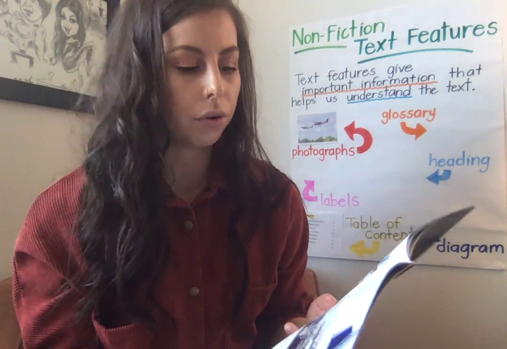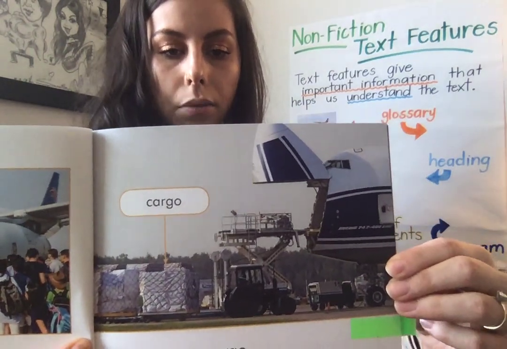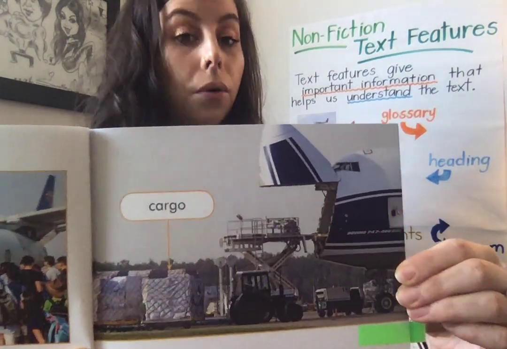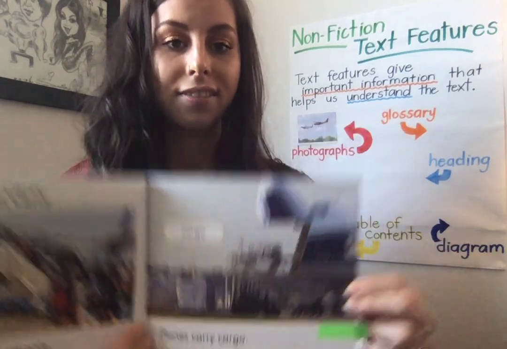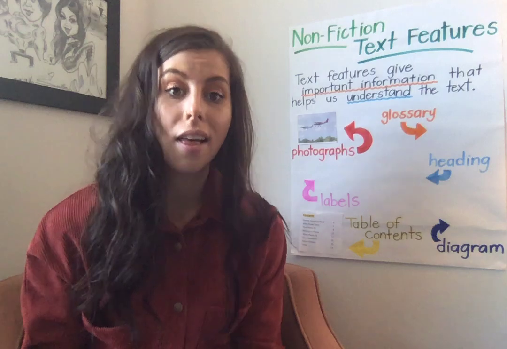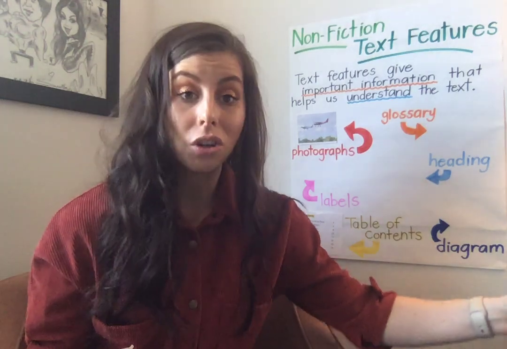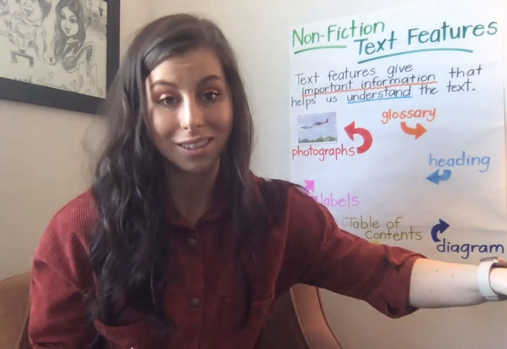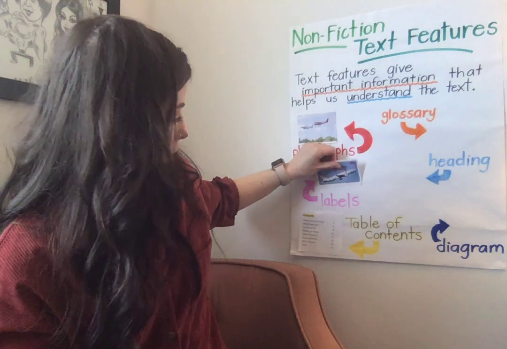Kindergartners, I also noticed something else on this page. Take a look at this page and see if you notice something that I know you know the name of. That's right, it's a label. Labels are also text features. So you've been working with labels in your own books, in your teaching books. You're writing nonfiction books too. And you've already been adding text features to your book.